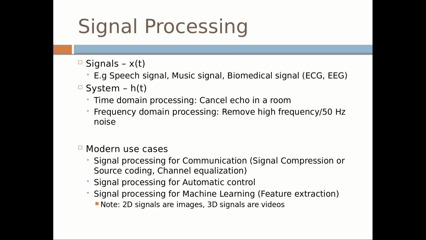Let's start with the basic entities, signals and systems. Signal. A signal is a function or a medium which carries information. There are different types of signals like speech signal, music signal, ECG, image, video, etc. System. A system is used to define any process which takes an input signal and produces an output signal by working on the input signal.